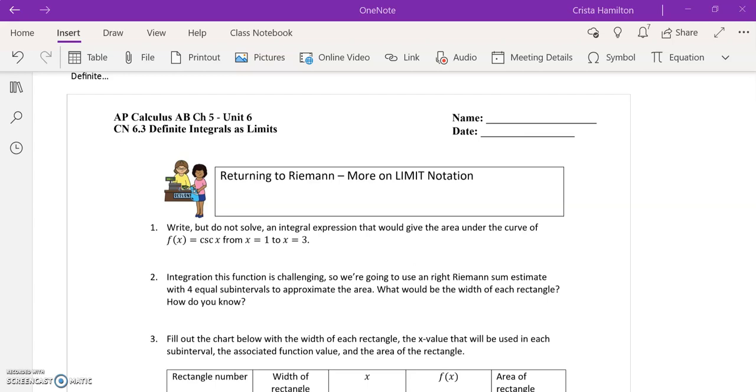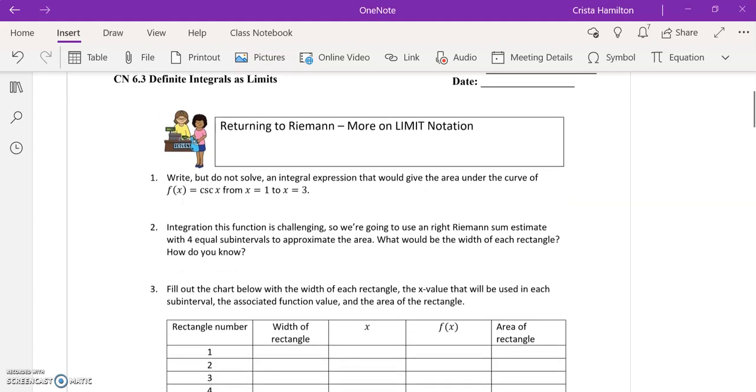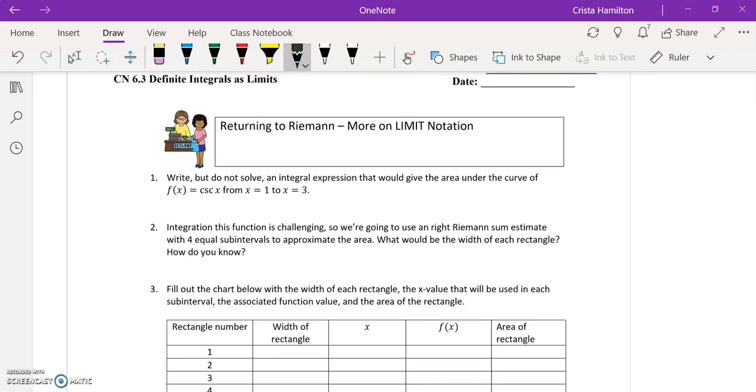All right, so what we're going to do here is first take a look at an example that's going to remind you what we were doing with the Riemann sums, but then we're going to work toward a more general idea of how this works. So for our first one here: write but do not solve an integral expression that would give the area under the curve, and again, I'm stressing that this is net area under the curve, for the function f of x equals cosecant of x, but from 1 to 3.